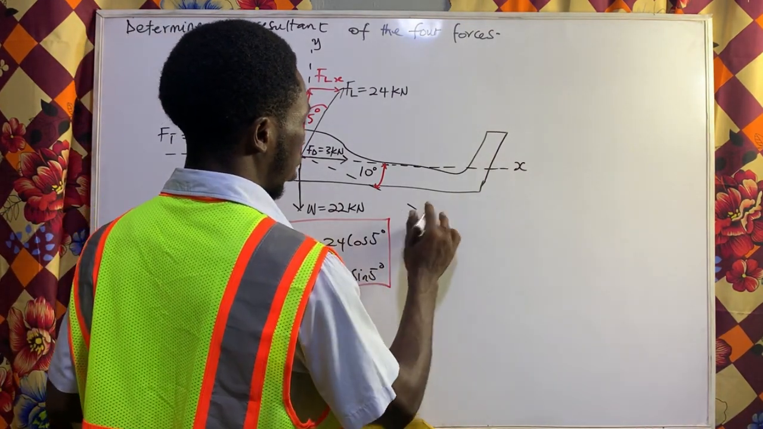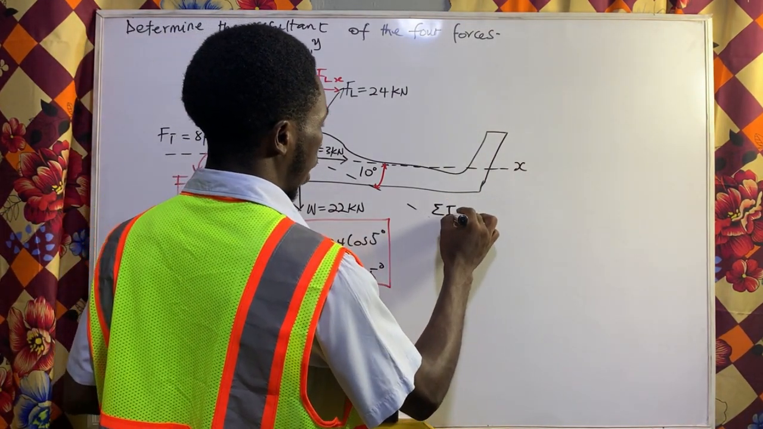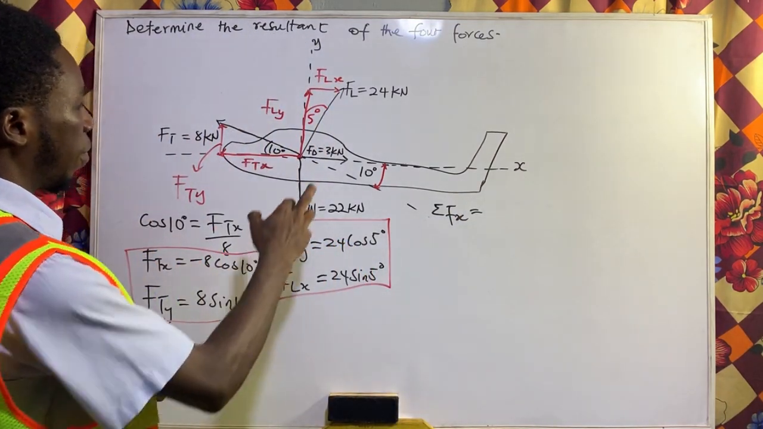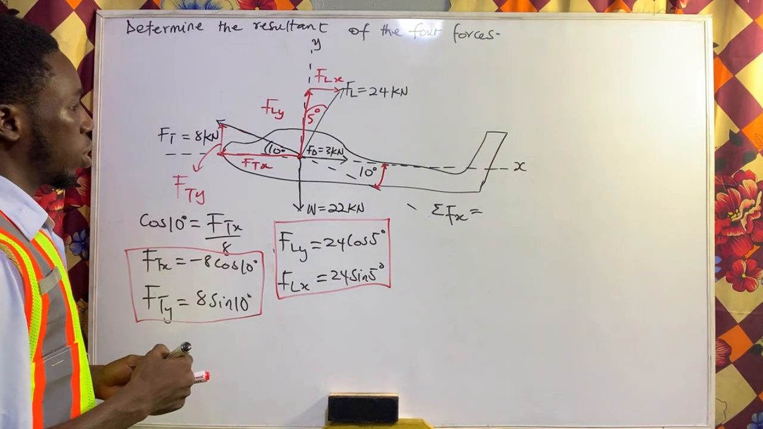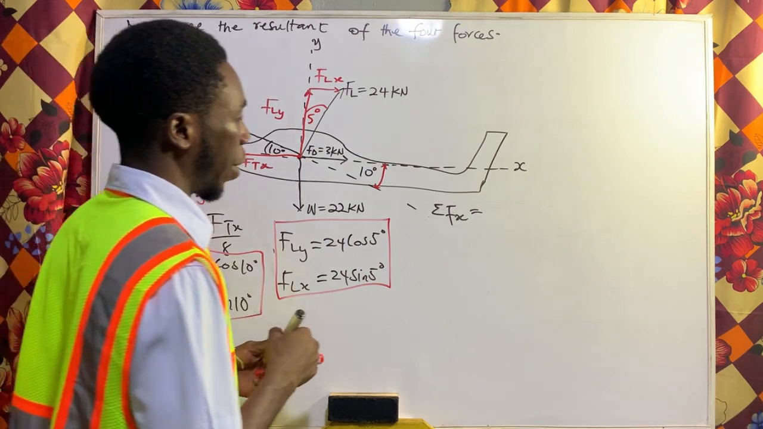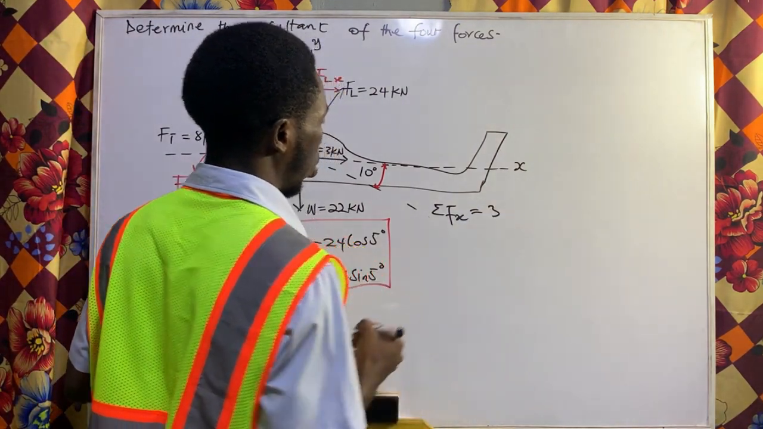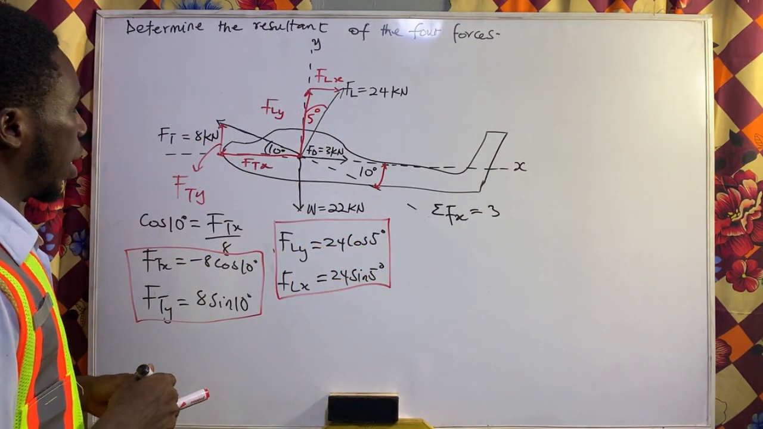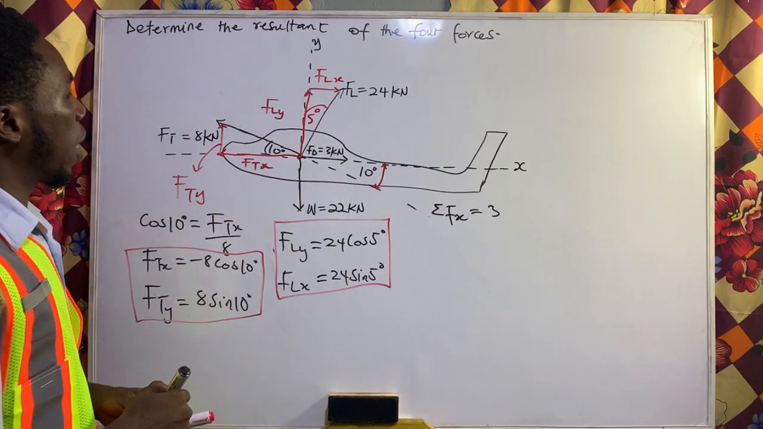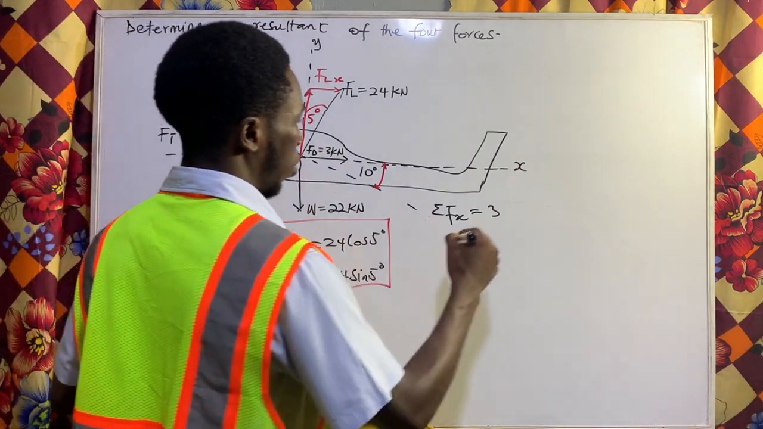So now let's look at the summation of the forces. So first of all, let's look at the forces in the x-axis direction. For the forces in the x-axis direction, we have this drag force here, which is 3 kilonewtons, and it is acting in the positive x-axis direction. So that's about 3 kilonewtons. And then let's look at the next force in the x-axis direction. We have FLX, which is also positive, so plus what?